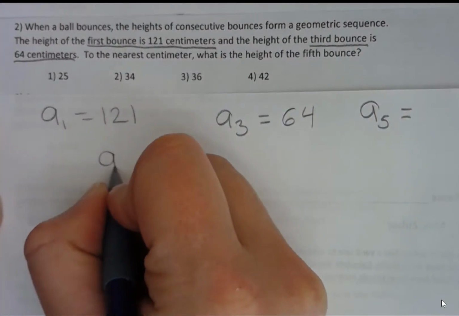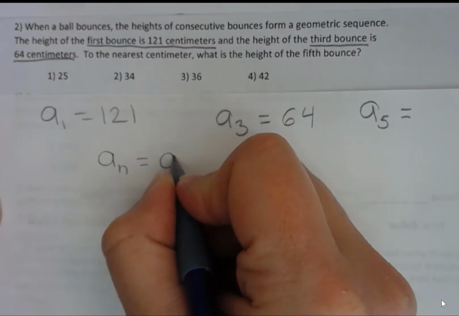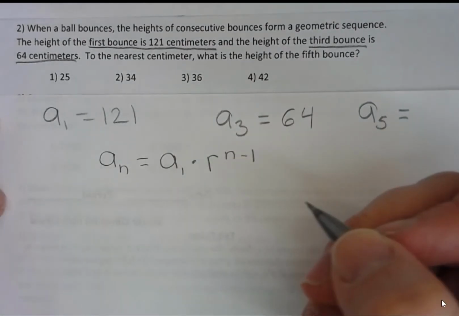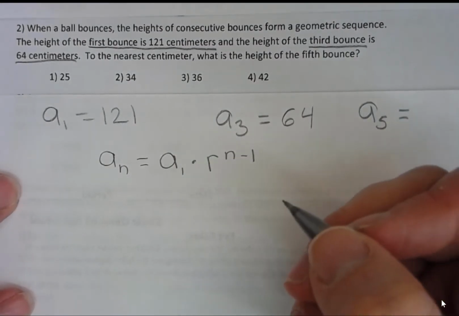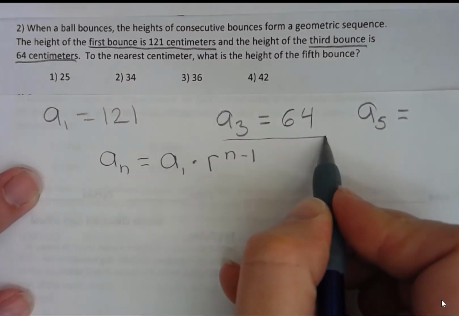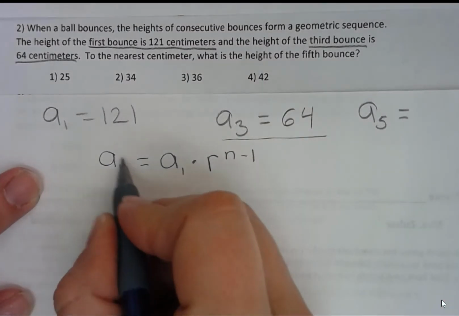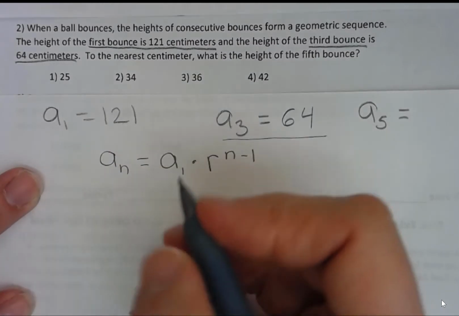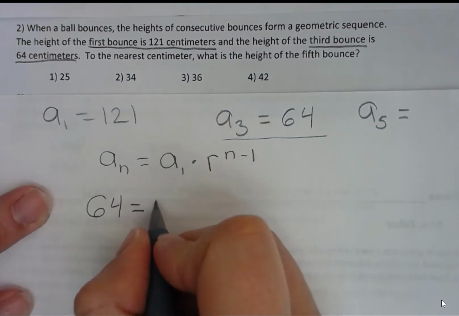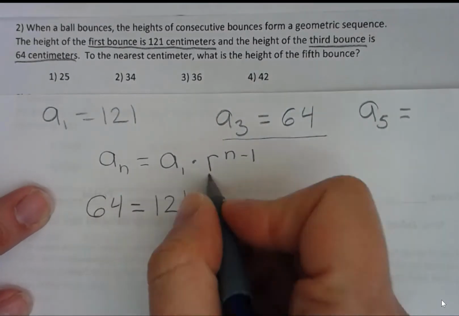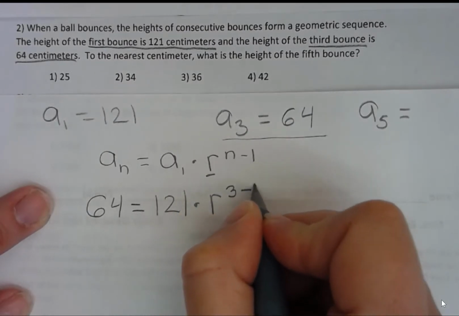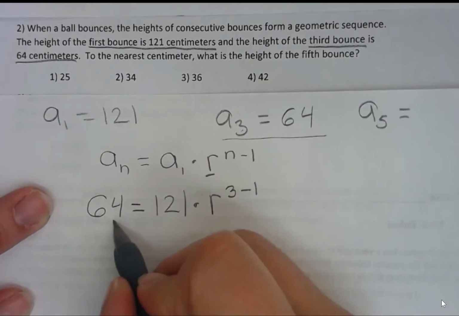So the formula we have is a sub n is equal to a sub 1 times r to the n minus 1 term. So I'm going to plug in the information that I have. I know what the third term is. So I'm going to plug in the value for the third term, which would be 64, is equal to the first term, 121, times r, which is what I'm looking for, to the 3 minus 1, because this was the third term that we had, 64.